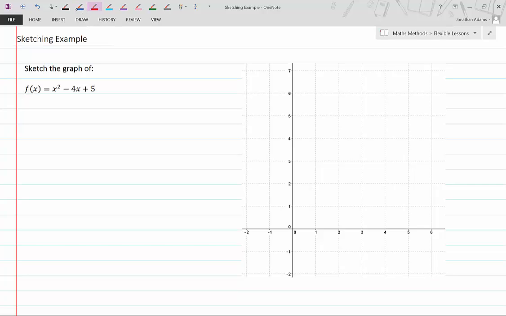This example is a little bit different to previous types of problems that we might have met, and the reason is this actually does not factorize. So often when we were sketching these things, we'd want to factorize it and find the x-intercepts. If you actually try to do that, you'll see we're looking for two numbers that multiply to give positive 5 and that add to give negative 4. You can work out pretty quick that there are not two numbers that will do that. So this is not factorable, and what that means is there are no x-intercepts.